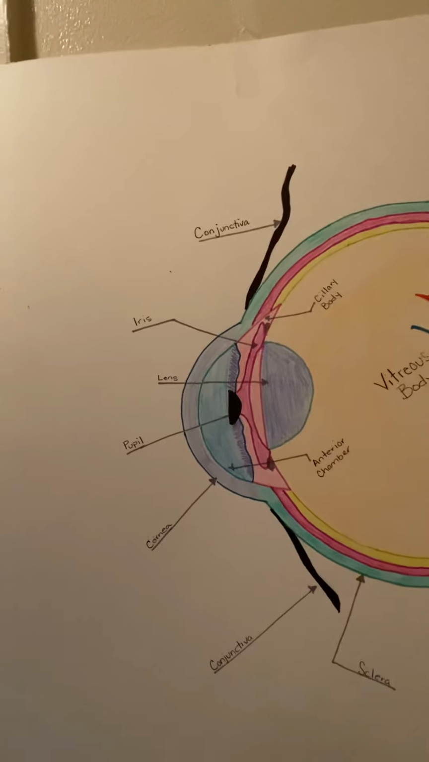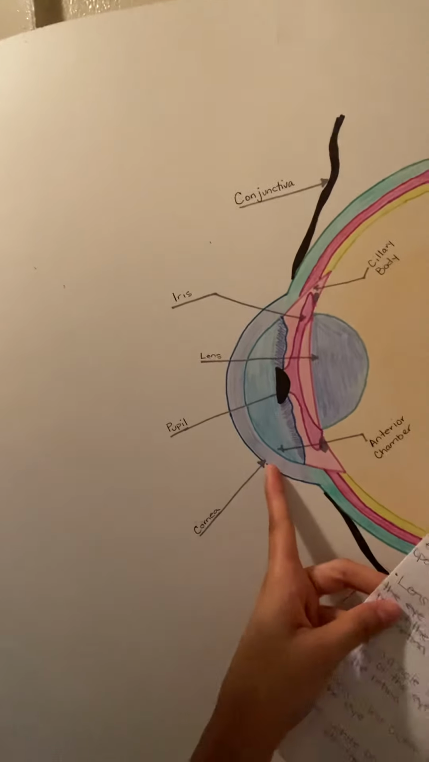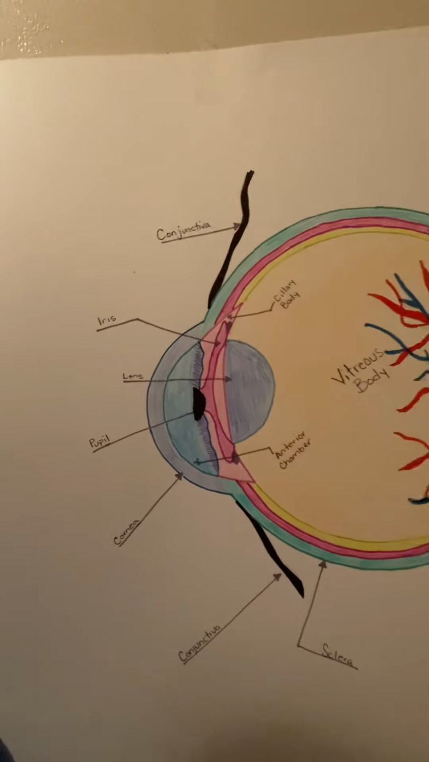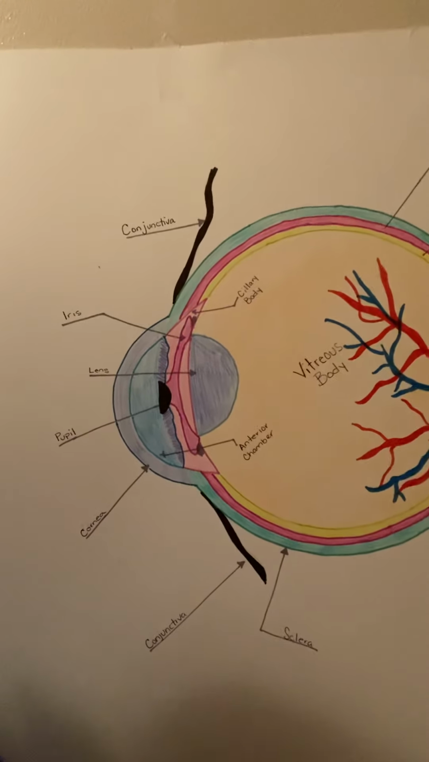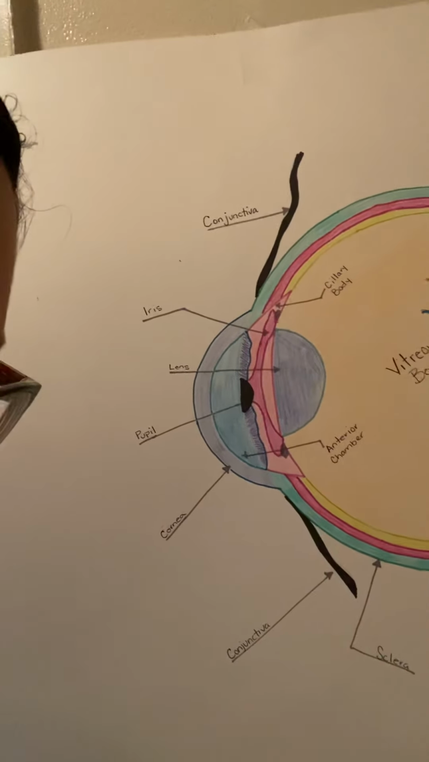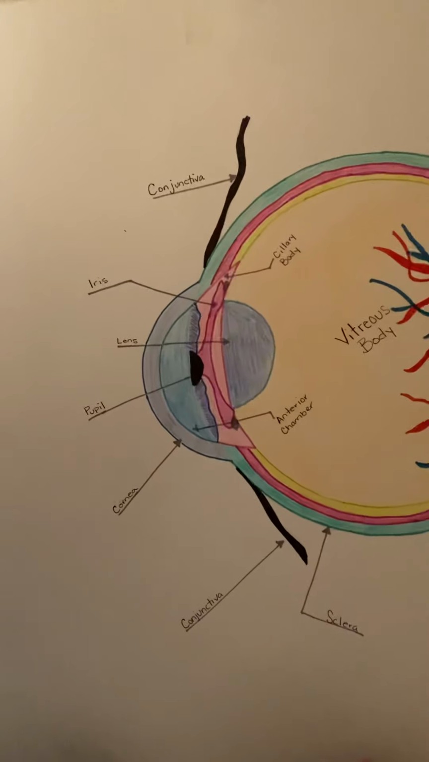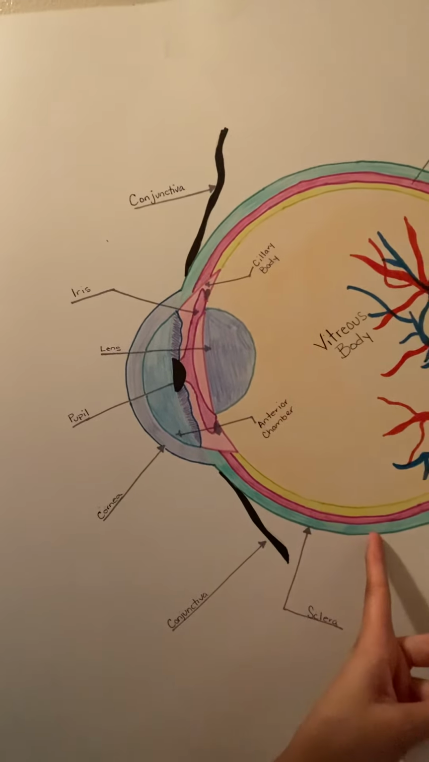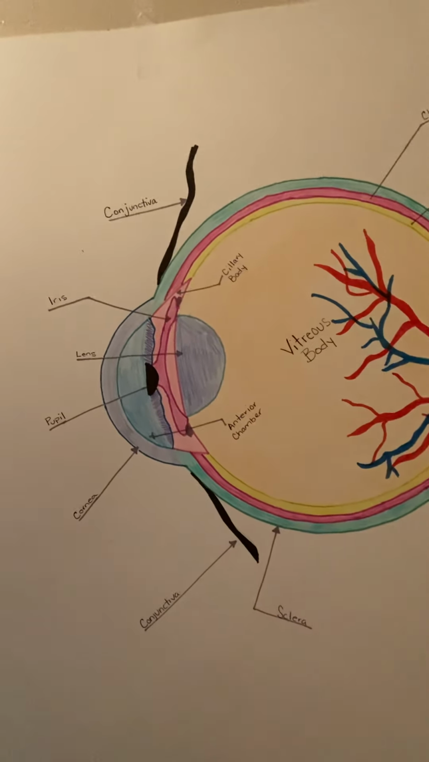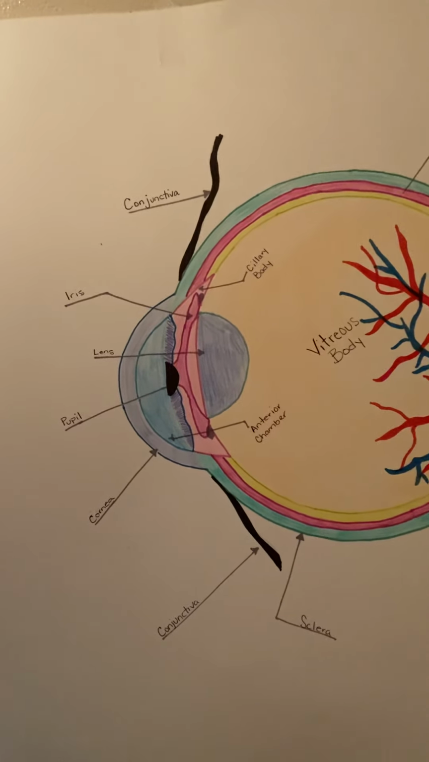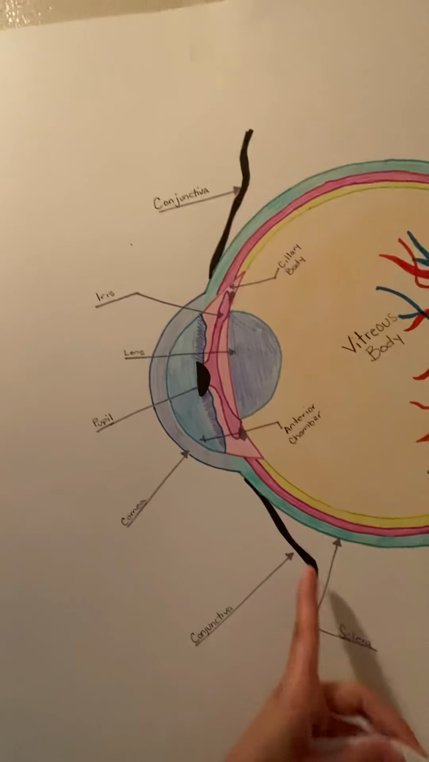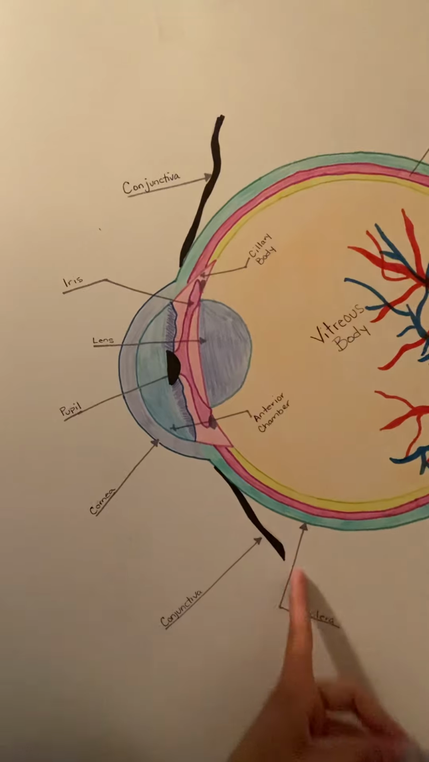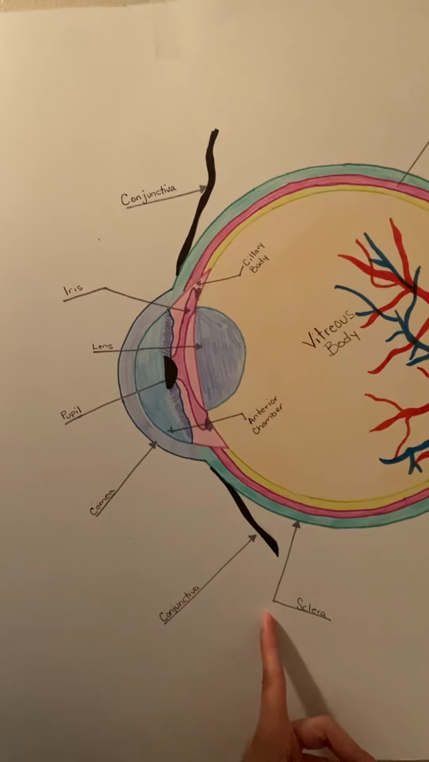Next, we have the cornea located right here, which is a clear outer layer that covers the front of the eye. The sclera, shown here, is the white part of the eye that surrounds the cornea. I just drew it in a different color so it would be noticeable as I define it in the diagram.